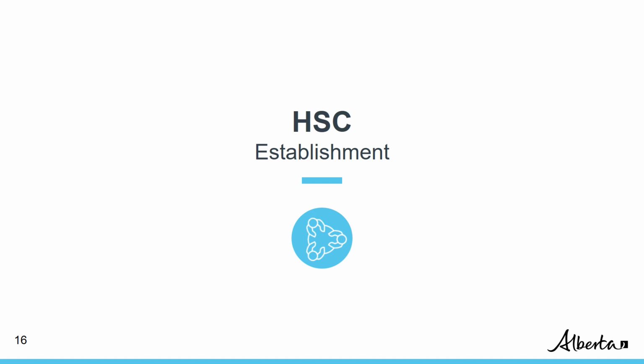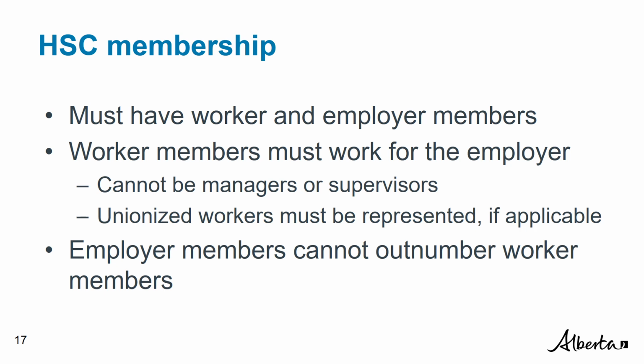Let's now move on to the rules for establishing a health and safety committee. The OH&S Act sets out the basic rules for health and safety committee structure. Committees must have worker and employer members. Worker members represent the workers and employer members represent their employer. Worker members must work for the employer. They cannot be managers or supervisors. Unionized workers must be represented if the employer has 1 or more unions at the workplace. There can't be more employer members than worker members on a health and safety committee.